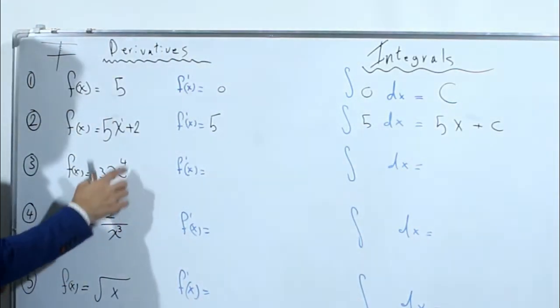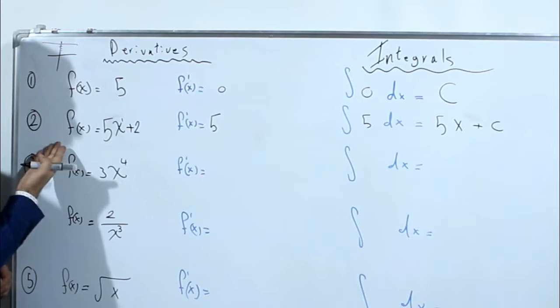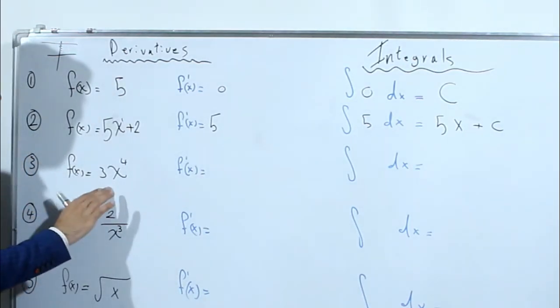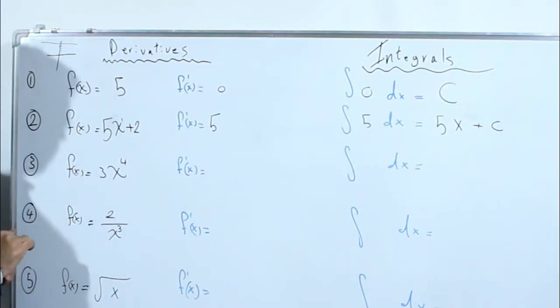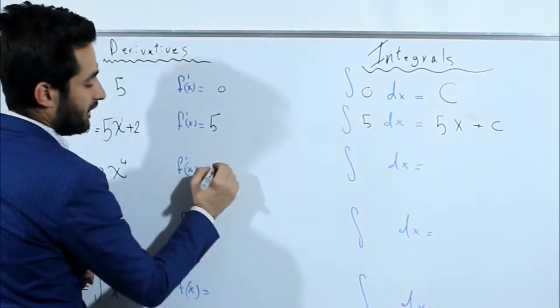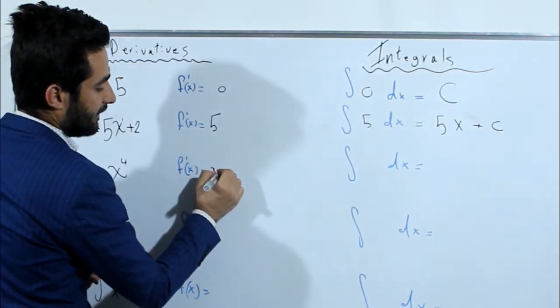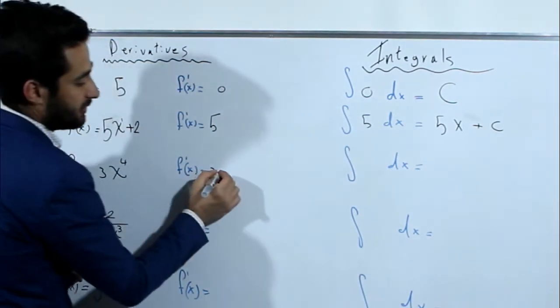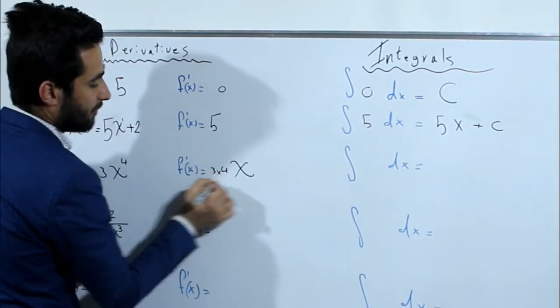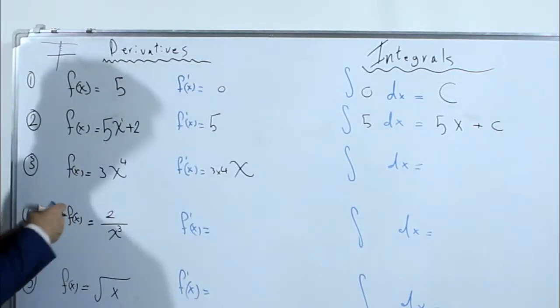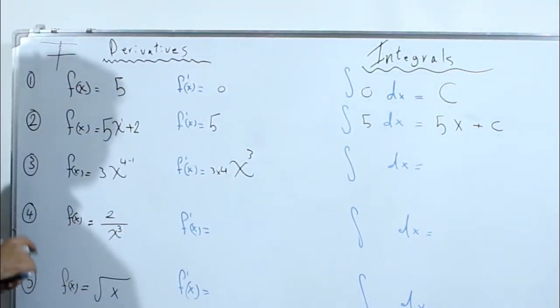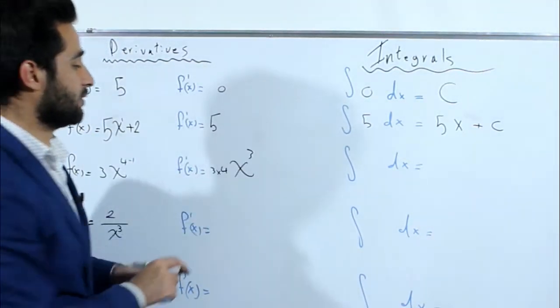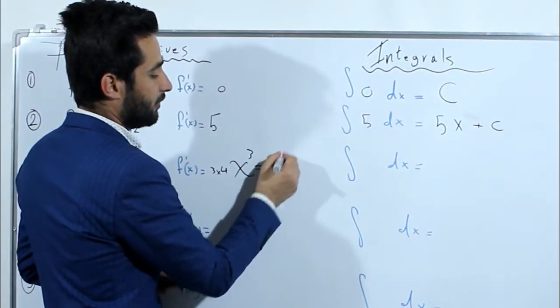Next one, 3x to the power of 4. If you didn't understand this, it's okay. Let's go to this one and you'll understand this one also. What's the derivative of 3x to the power of 4? We can say 3 multiplied by this 4 comes down, x to the power of 4 minus 1, so it becomes x to the power of 3. 3 multiplied by 4 is 12, so 12x to the power of 3.